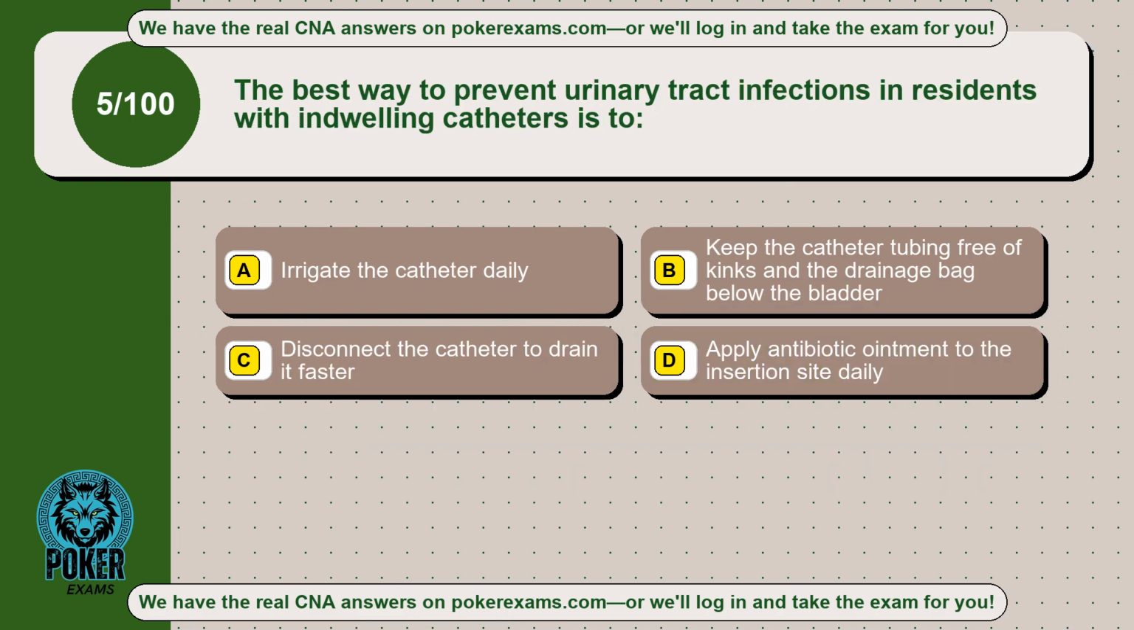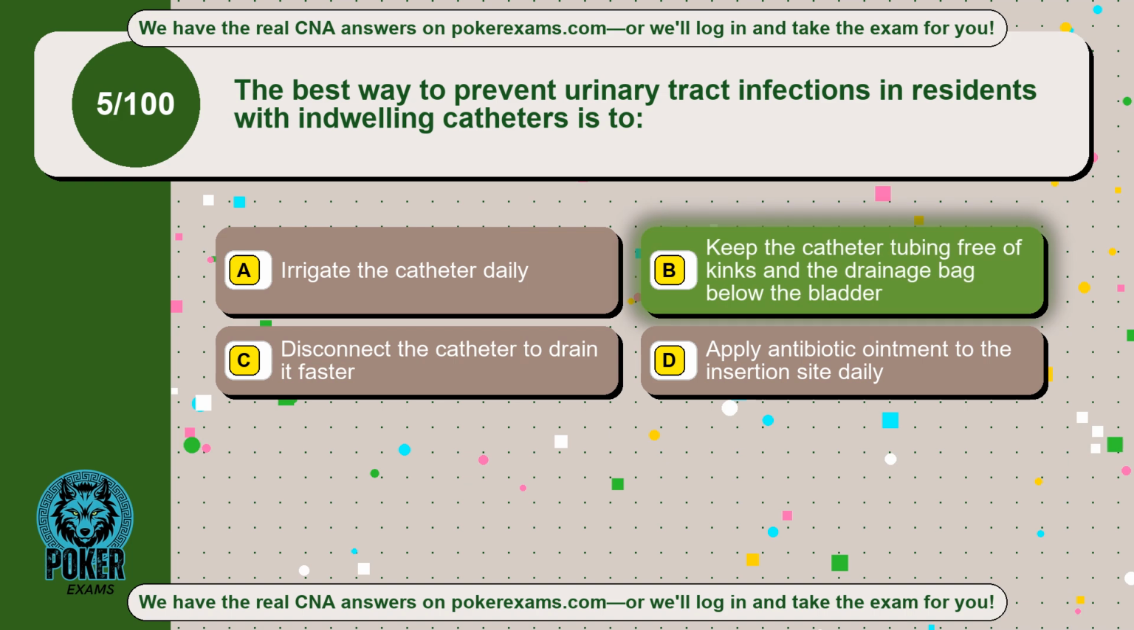Question 5. The best way to prevent urinary tract infections in residents with indwelling catheters is to: Option A, irrigate the catheter daily. Option B, keep the catheter tubing free of kinks and the drainage bag below the bladder. Option C, disconnect the catheter to drain it faster. Option D, apply antibiotic ointment to the insertion site daily.